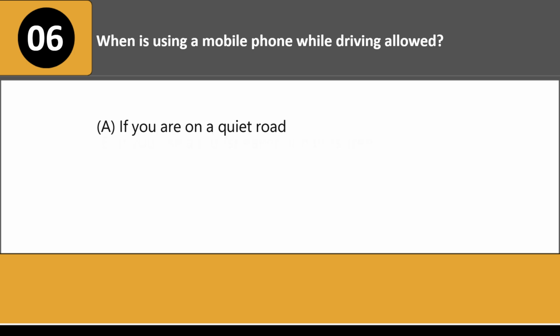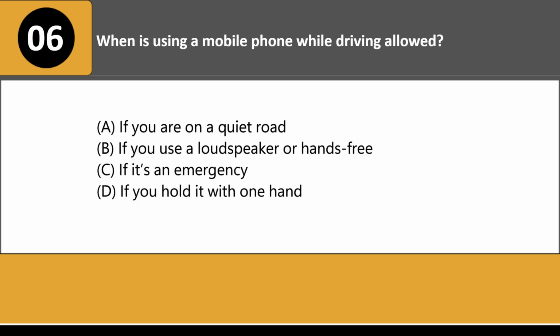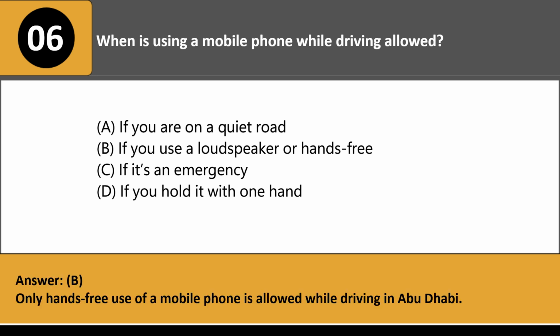When is using a mobile phone while driving allowed? A. If you are on a quiet road. B. If you use a loudspeaker or hands-free. C. If it's an emergency. D. If you hold it with one hand. Answer B. Only hands-free use of a mobile phone is allowed while driving in Abu Dhabi.